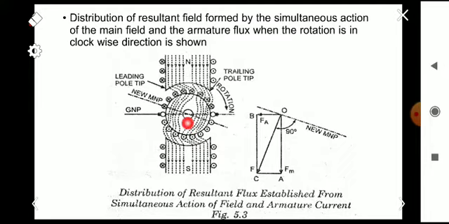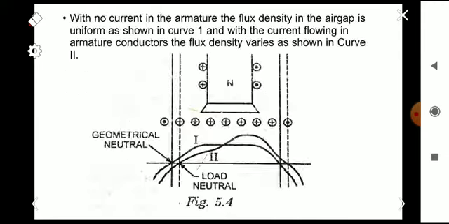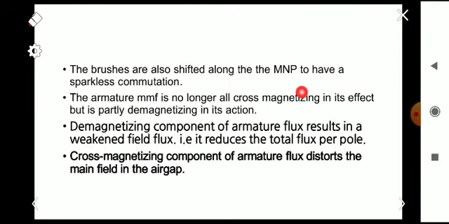Commutator is moving but brushes are fixed. So if the brushes are in the geometrical neutral axis, there will be a possibility of sparking, because actually the magnetic neutral plane is shifted. If the brushes are placed in the geometrical neutral plane itself, an EMF is induced in the corresponding coils, and of course there will be a spark. So for avoiding that, we have to shift the brushes along the magnetic neutral plane. Actually that is written here.